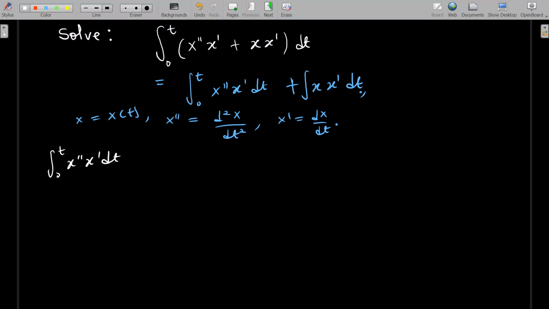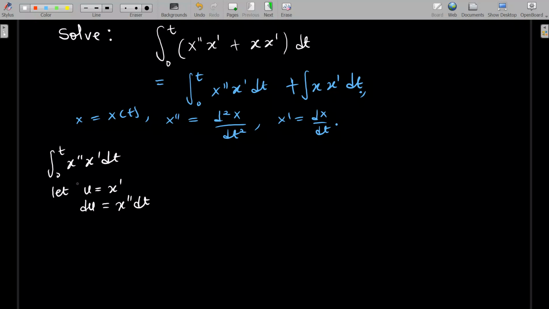I'm going to use a u substitution. If I let u equal x prime, then du/dt is x prime prime, the derivative of x prime with respect to t. So if I find the derivative of x prime with respect to t, I'm going to get x prime prime dt.